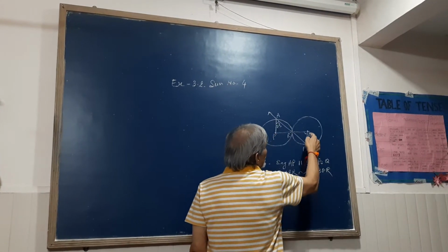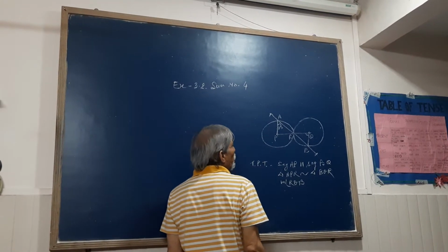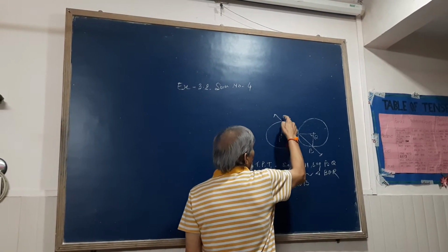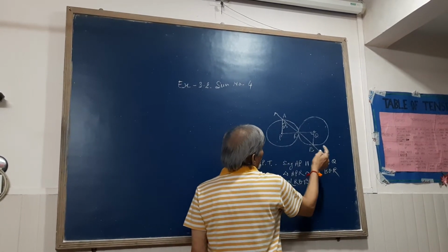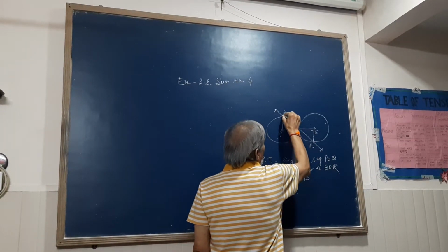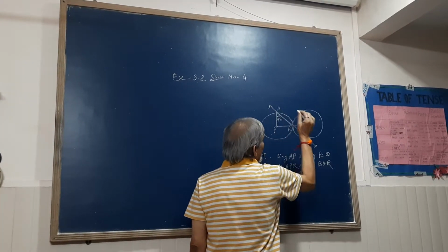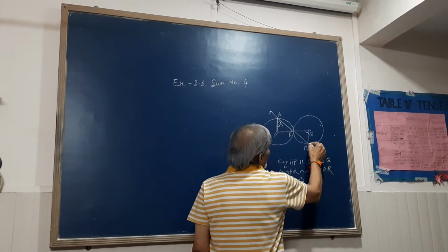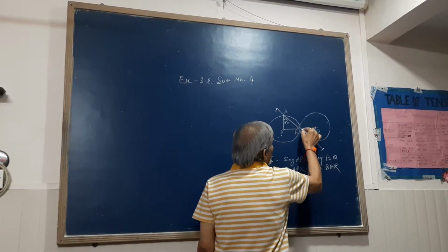AP is parallel to QB, and another we have to prove triangle APR is similar to triangle BQR.